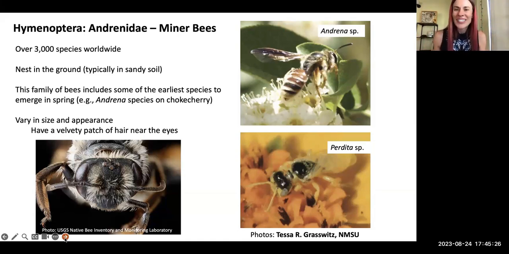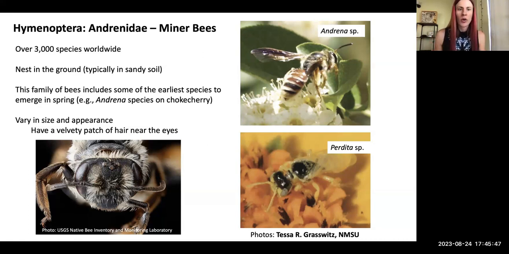Okay, so let's move on to the next family of bees, the Andrenids, the miner bees. I think these bees are pretty cute. They have these little fuzzy faces, and there are lots of different species of these. I'm not sure how many are in North America, but worldwide there are over 3,000 species of them.